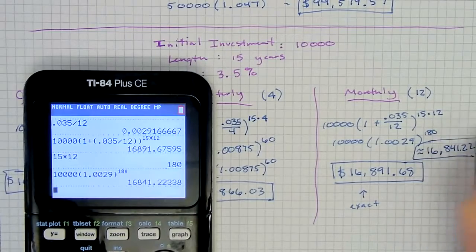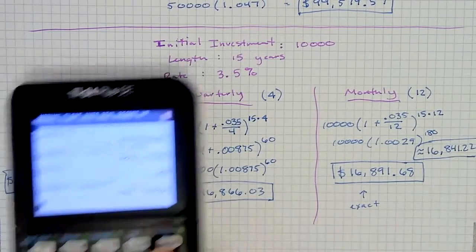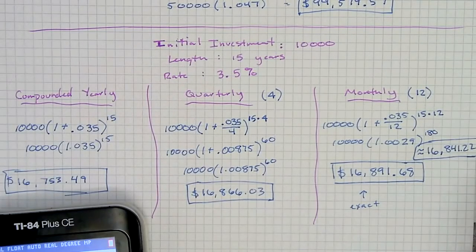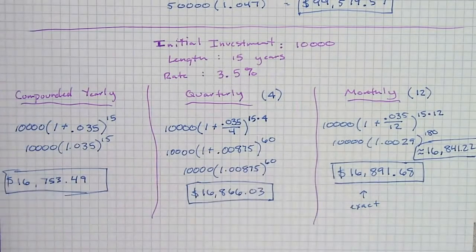Okay, about 50 bucks off. If you put it in a calculator in one step, you get more of an exact answer.